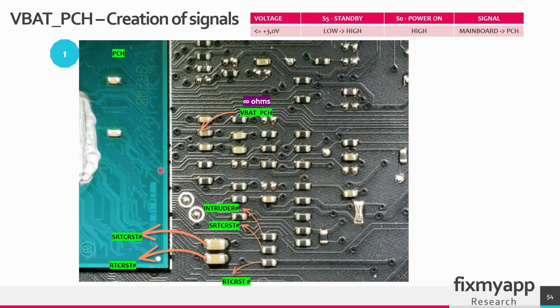On the left we have the platform controller hub, the PCH or chipset. At these capacitors and resistors, you can measure the signals. Be aware that these signals will be on different locations depending on the motherboard and manufacturer. But most of the time these capacitors and resistors are located near the PCH chip.